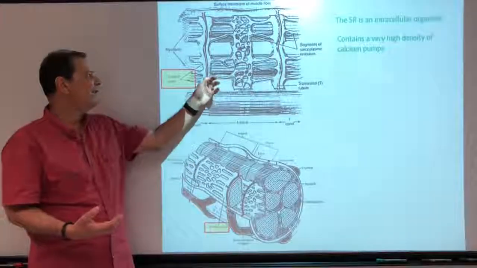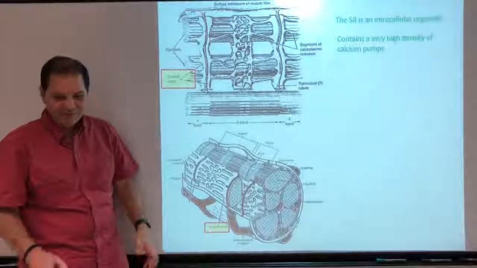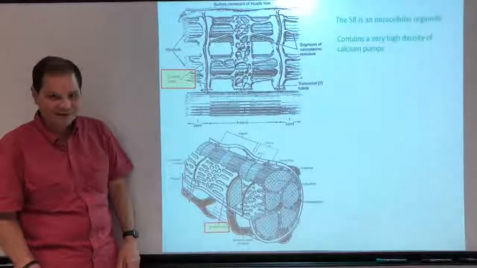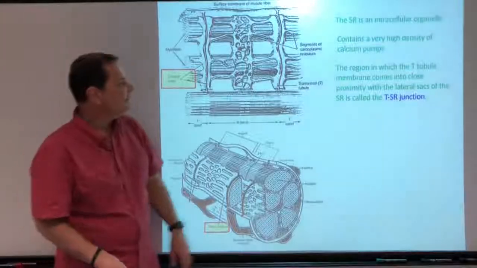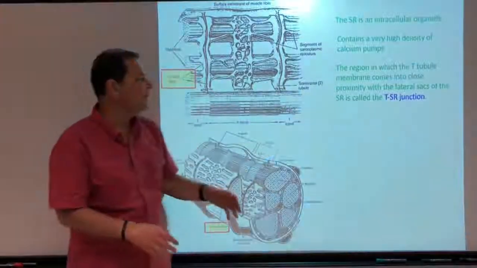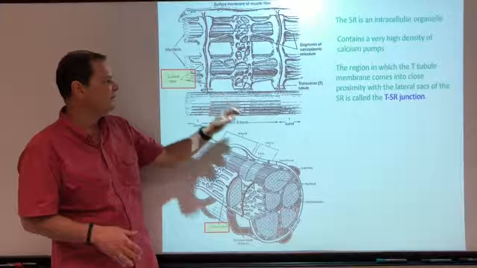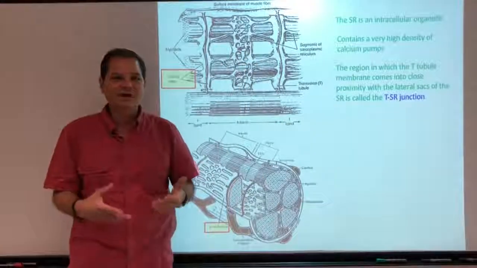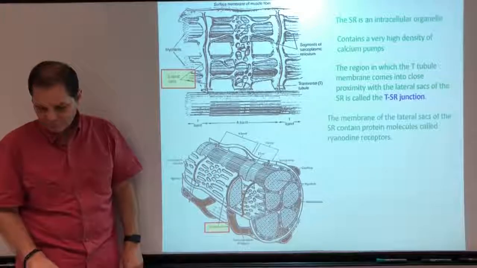Okay, so these are areas of the SR which come in very close to the sarcolemma. They don't connect to it, but they're very close. Okay. So the region in which the T-tubule membrane comes in close proximity to the SR, where these lateral sacs are, is called the T-SR junction. And a lot of the action in excitation-contraction coupling takes place there. Okay?